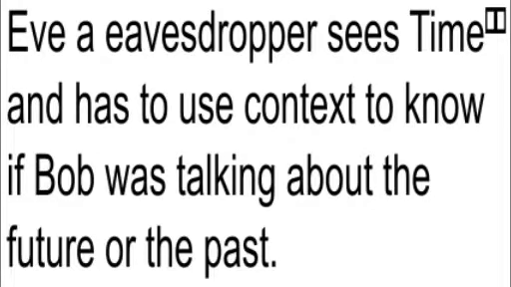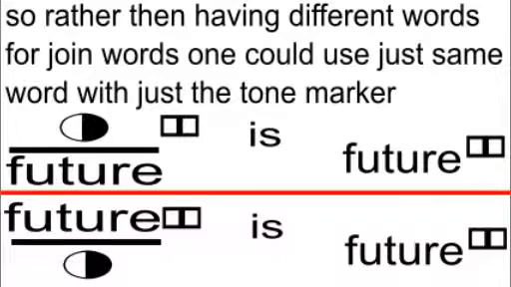Eavesdropper sees time and has to use context to know if Bob was talking about the future or the past. This is why these weird words are in 0, 1, 2, 3, because part of the information is not in the words. The missing information is in a past message, perhaps a message that the attacker does not have. So rather than having different words for join words, one could use just the same word with just the tone marker. So here we see the word on the right is exactly the same but means exactly the opposite.